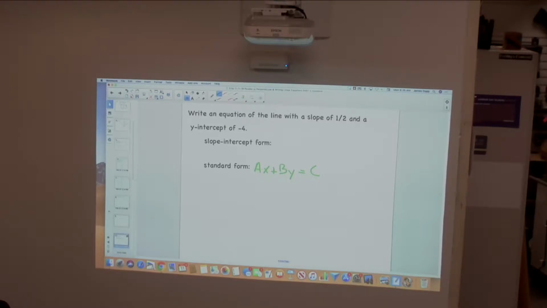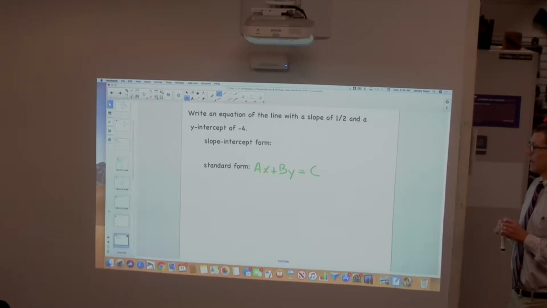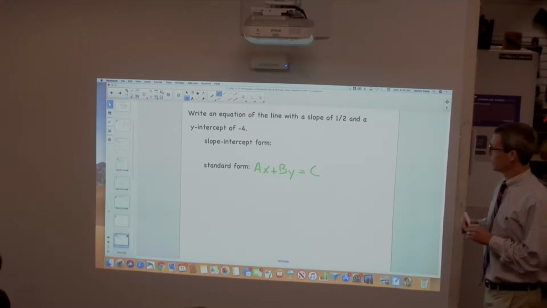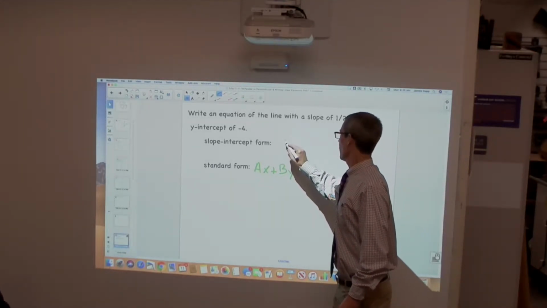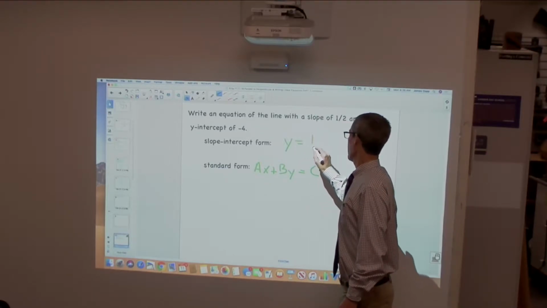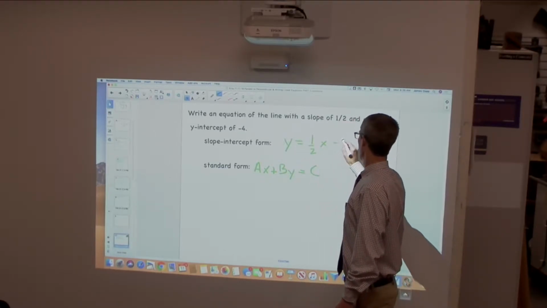So, any suggestions for the slope-intercept? That one is a bit simpler than the next one, which I have to rearrange a little bit. Okay? Y equals 1/2 x minus 4. Perfect. So y equals 1/2 x minus 4.